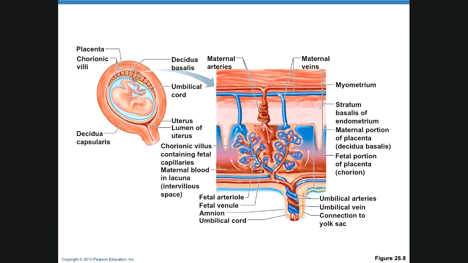purely diffusion. And the baby is just sucking all the nutrients out of the mom, and the mom's just giving up all the nutrients there. It all works out.